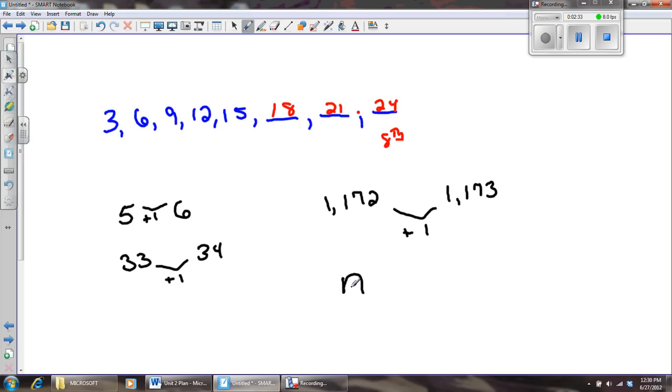So let's go back and see here. If n were 5, 6 would be the next number. How would I get there? I'd add 1. n could be 33, then the next number would be 34, right? So I'd add 1. If n were 1,172, the next one would be 1,173. Now some of you are thinking, well, wait a minute. If we don't know what n is, how can we know what the next number is?